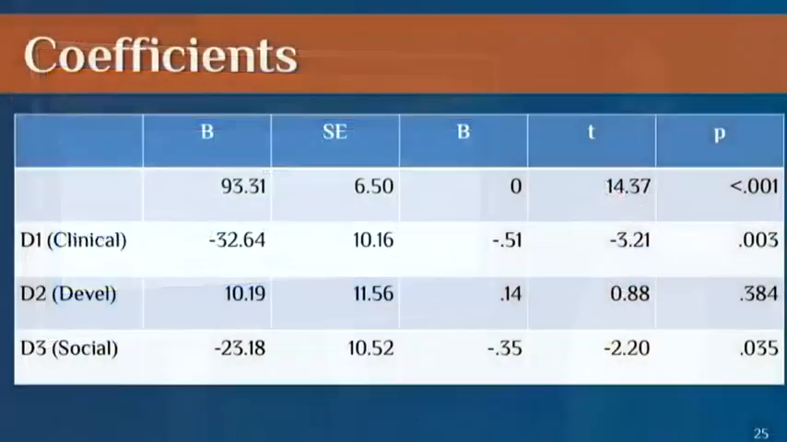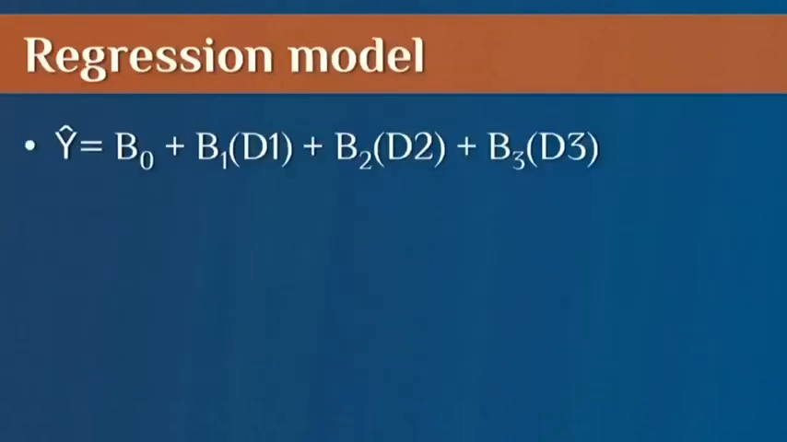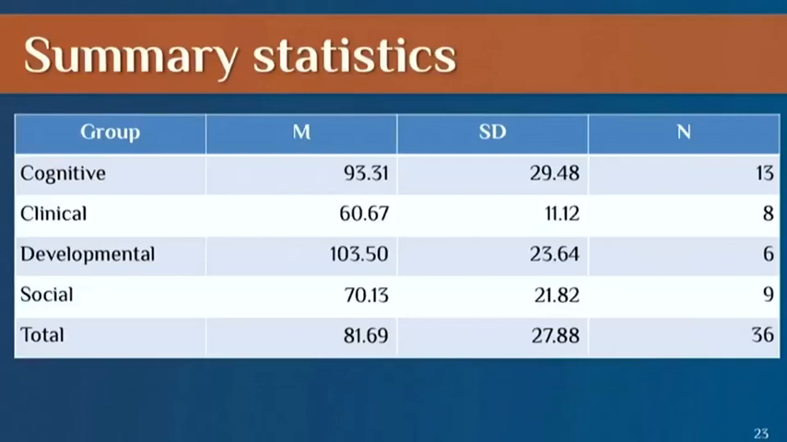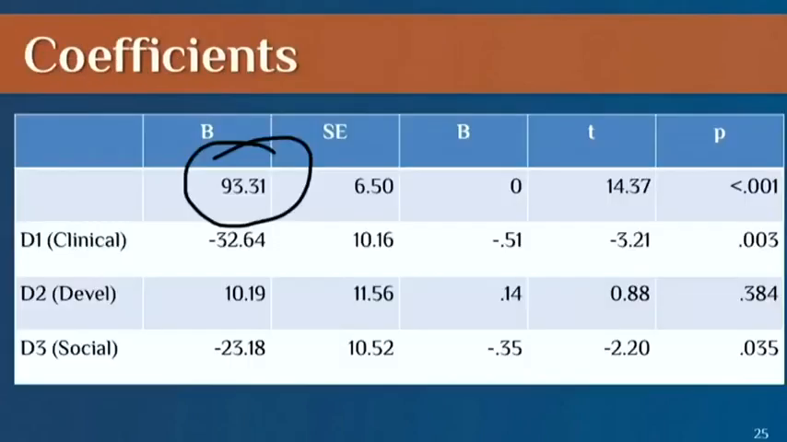So this first number here is the regression constant. That's the predicted score when all x's are 0. So that's the predicted score for cognitive. If I go back and look at the mean for cognitive, it was 93.31. And that's exactly what I get for the regression constant. It's the mean for cognitive because I made cognitive the reference group.